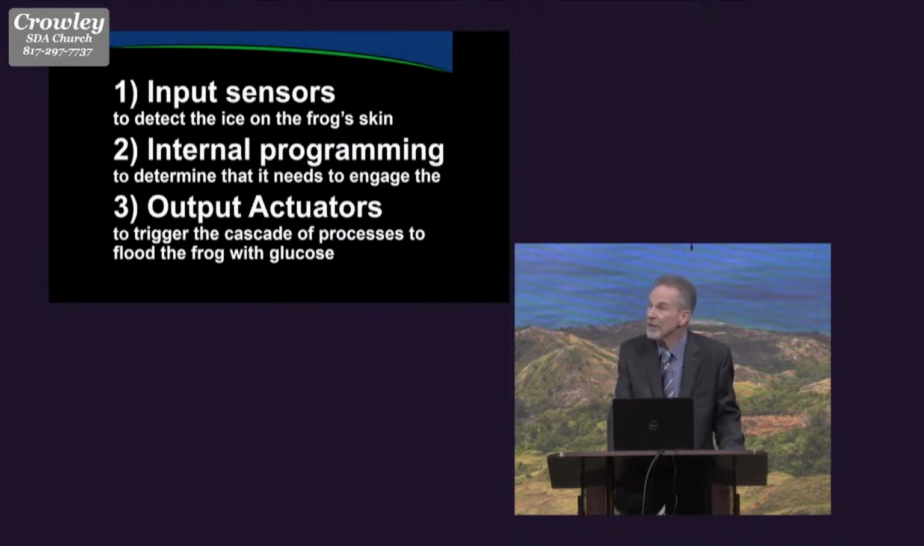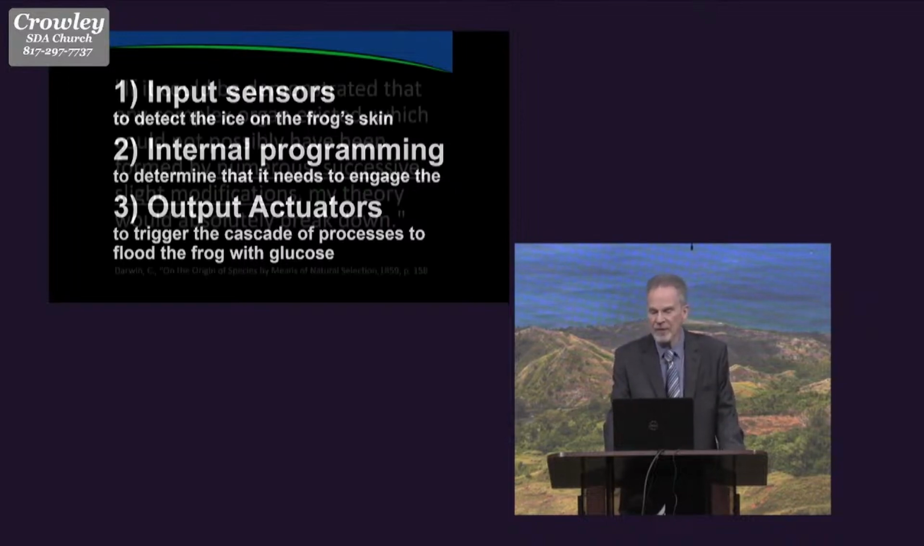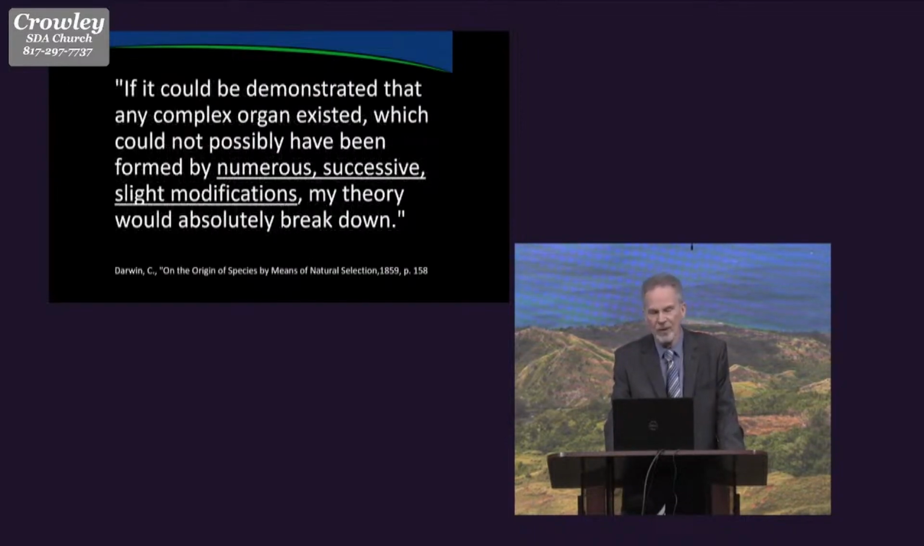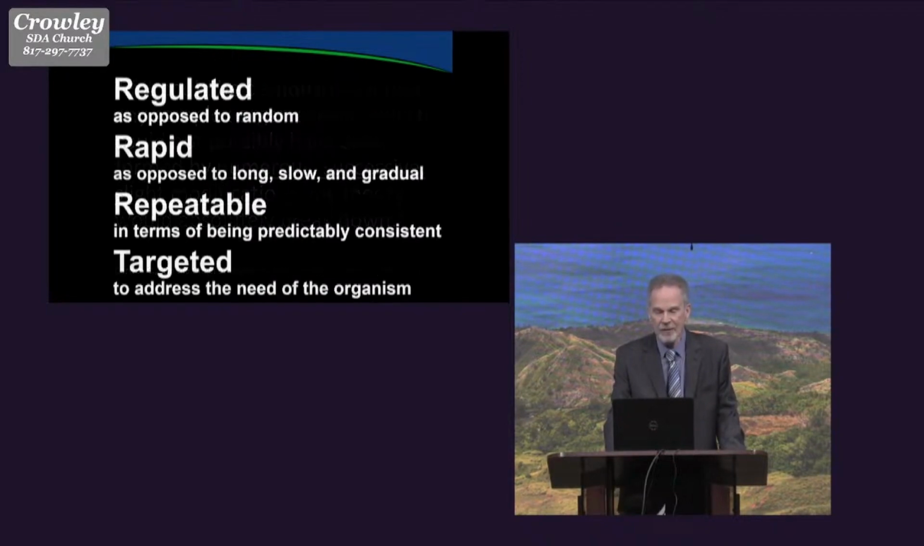Now, does this make sense? Or is it easier to believe that this happened because of numerous successive slight modifications? And is it regulated as opposed to random, rapid as opposed to long, slow, and gradual, repeatable in terms of being predictably consistent, and targeted to meet the needs of the organism? Yes, yes, yes, and yes. Darwin loses, God wins, round one.